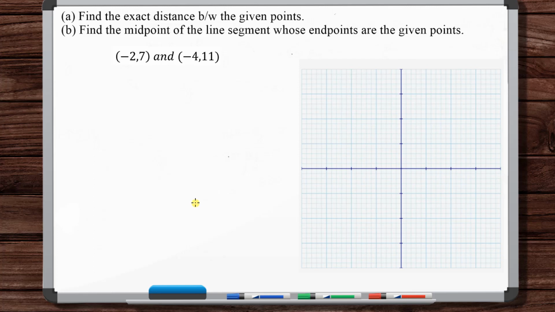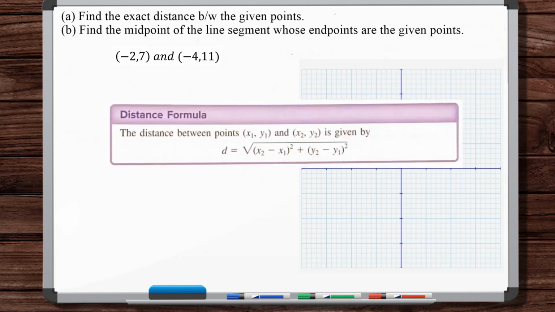Okay, in this video, we're going to work some example problems where we need to use the distance and midpoint formulas. So for each question, we're given 2 points in the XY plane, and we're asked to first find the exact distance between the given points, and then second, to find the midpoint of the line segment whose endpoints are the given points. And so to do this, we're going to use the distance formula.